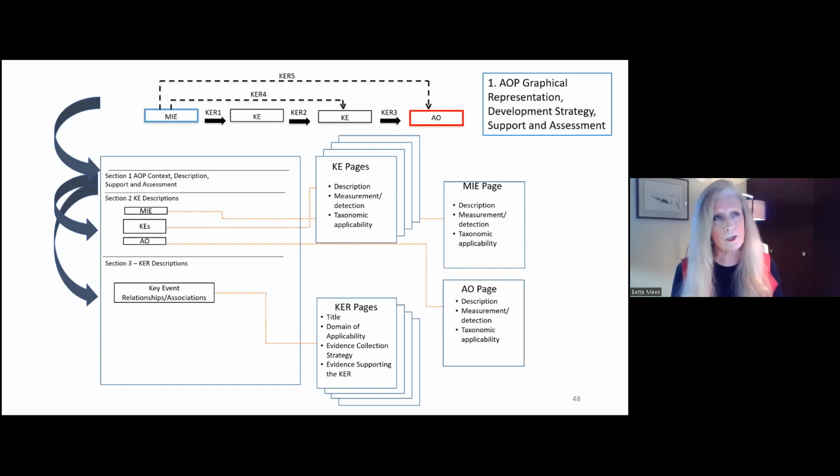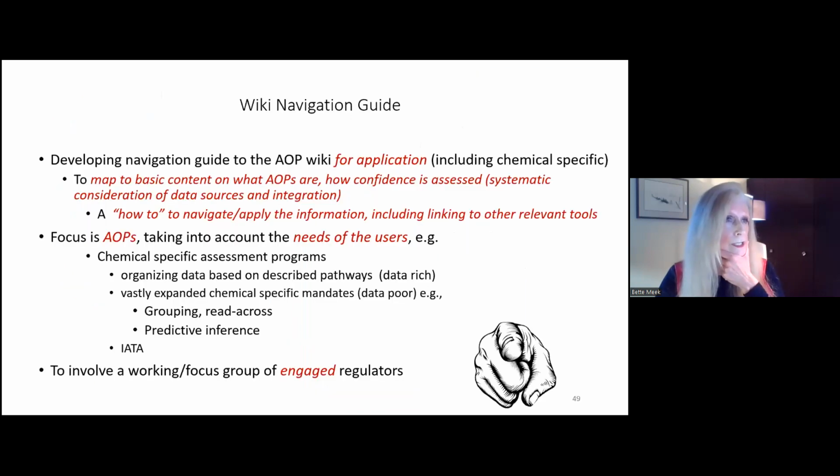So again, the focus of the development is really the pathway. That's the unit of application. And that would simplify use of the information for the regulatory community. And if they need more information, and depending upon your application you may, then you would in fact go into the underlying key event and key event relationship descriptions, which are more detailed.